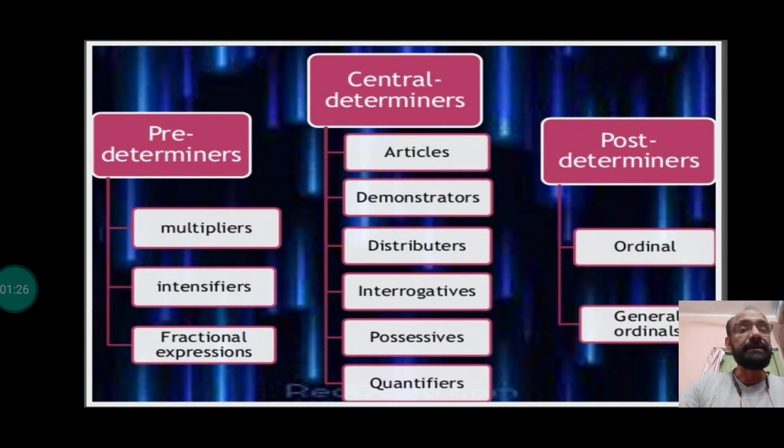Now, if we divide it, predeterminers are multipliers, intensifiers, and fractional expressions, while post-determiners are ordinal and general ordinal. What we are about to concentrate on are central determiners, which include articles, demonstrators, distributors, interrogatives, possessives, and quantifiers. Right? We'll discuss each one of them one by one. This would be helpful in your gap filling exercise. Generally, questions would be asked in gap filling form, or at times maybe as spot the error form in your examination.